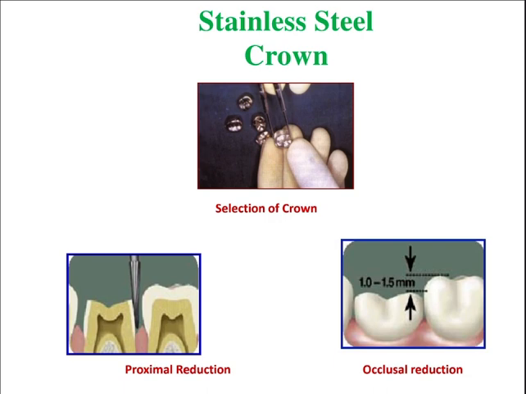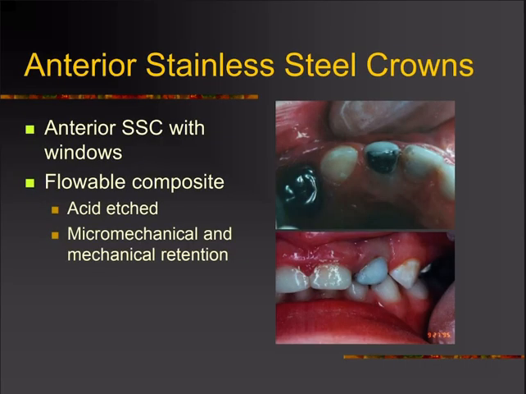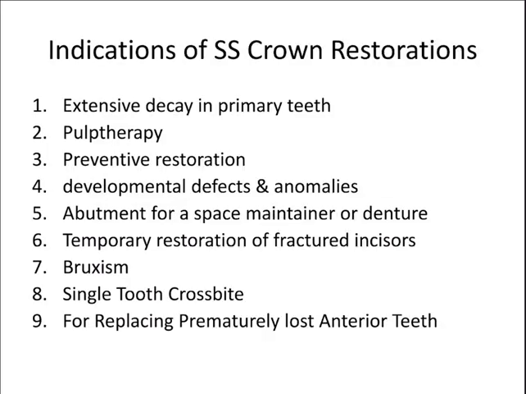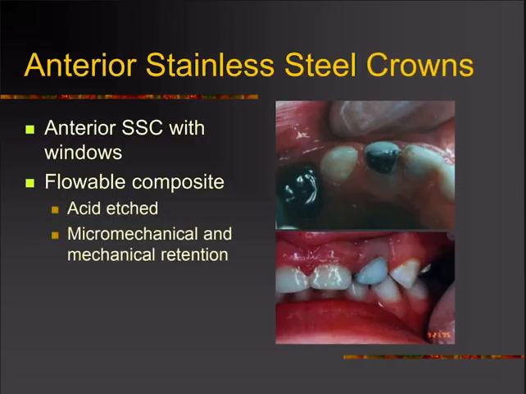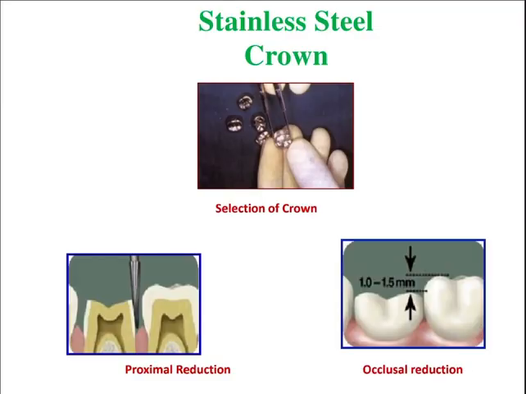Now coming to stainless steel crown, very important. When you come to your level 12, all of you are expected to place one stainless steel crown. Here you have to keep in mind it is very simple. We have preformed crowns which are already fabricated, and we have a kit of different sizes. So you need not send it to the lab for fabricating the crown.